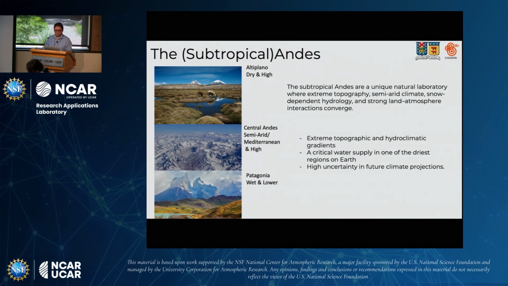In the Andes, you have extreme topographic gradients and hydroclimates. You have a critical water supply in one of the driest regions around the world. And what brings me to this research is that there is a lot of uncertainty in the global projections for the subtropical Andes. So this is a unique natural laboratory. You can see a lot of things: climates, topography, humid, dry, etc.